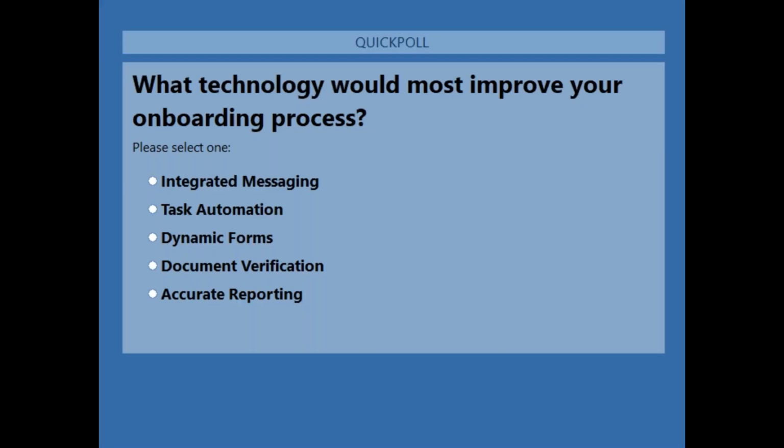So we'll pause now for poll question number 2. What technology would most improve your onboarding process? Integrated messaging, task automation, dynamic forms, document verification, or accurate reporting?